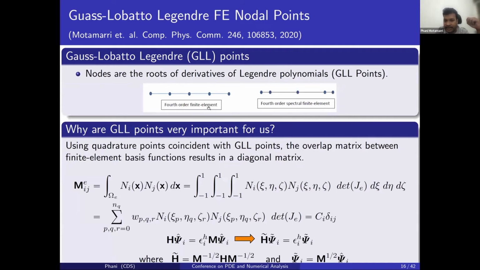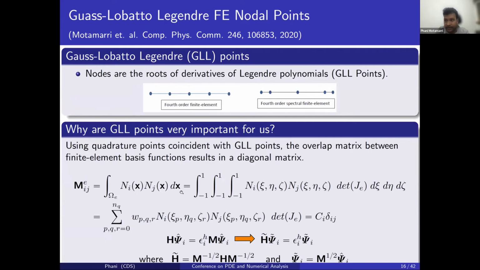So here we do not use the conventional equispaced finite elements, which are traditionally used. But of course, I think now people are shifting towards spectral finite elements, which are Lagrange polynomials still, constructed over the roots of derivatives of Legendre polynomials, as you can see here. The advantage of these particular nodes is that if you use quadrature rules which are coincident with these nodal locations, the mass matrix or the overlap matrix, which arises because of the non-orthogonality of the finite element basis functions, reduces to a diagonal matrix because of the property of these finite element shape functions, which is 1 at its node and 0 at other nodes, right?